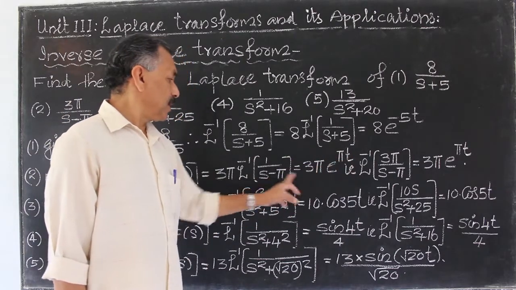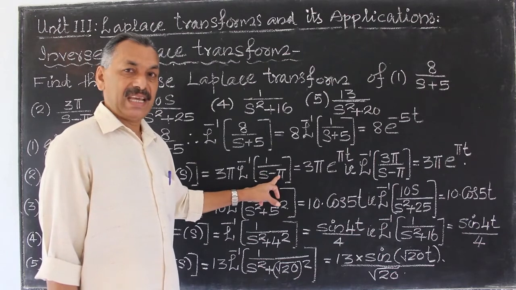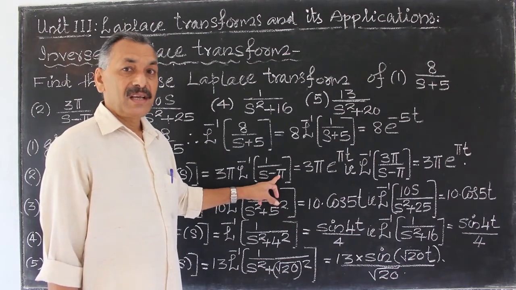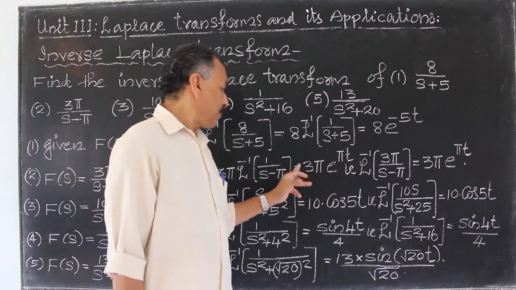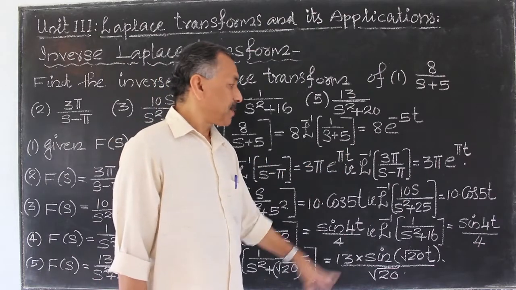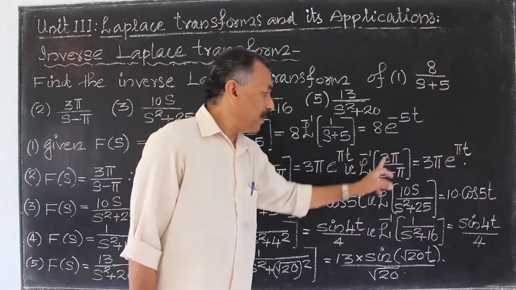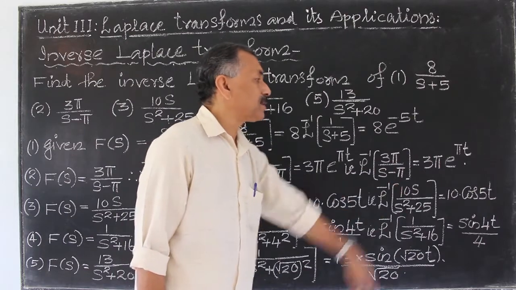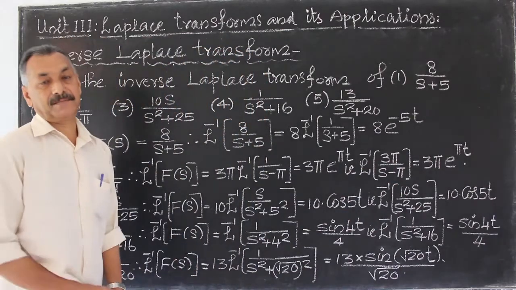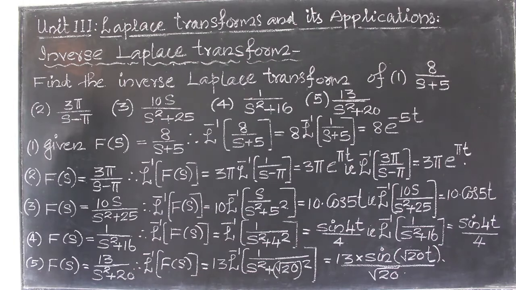That is equal to 3 pi into e raised to at, where a is equal to pi. That is 3 pi into e raised to pi t. So L inverse of 3 pi divided by s minus pi is equal to 3 pi e raised to pi t. Okay. Then third question.